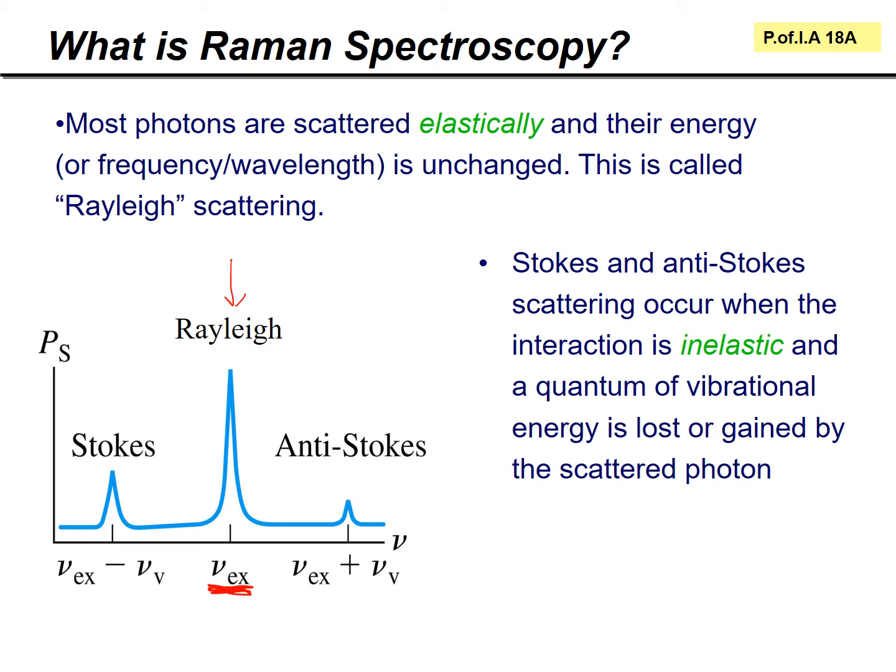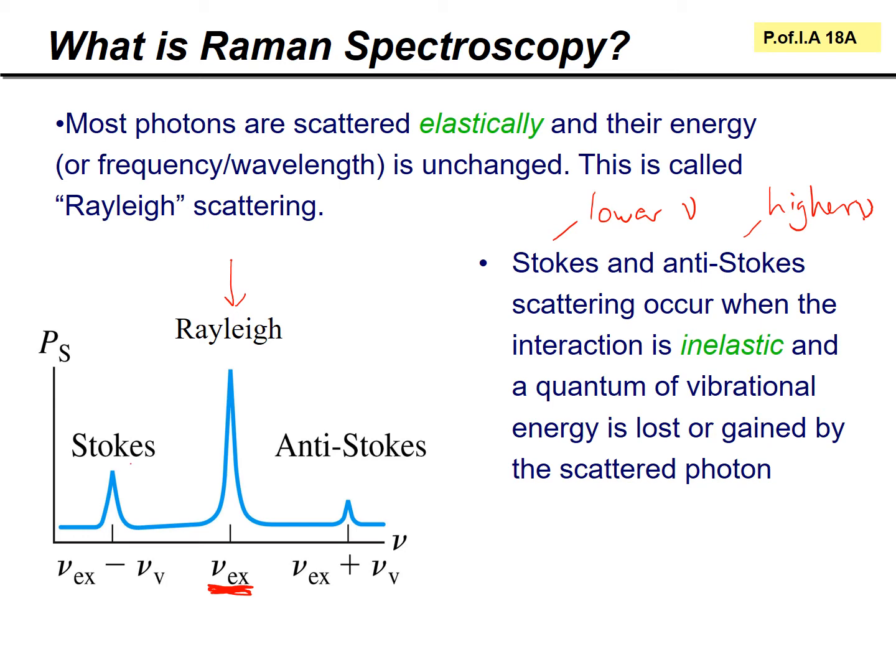Now, some photons are scattered at higher and lower energy. These are referred to as Stokes and anti-Stokes scattered photons. Stokes are at lower frequency or energy, and anti-Stokes at higher frequency or energy. And this is inelastic scattering.